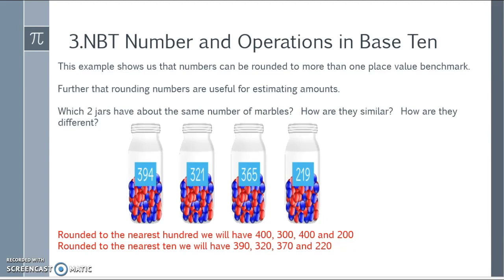So when I look at them, what they have that is similar is they have a lot of marbles, and 3 of them have more than 300. They're different based on how we round them. But it appears that the ones that have about the same number of marbles when rounding to the nearest 100 would be the first and the third jars.